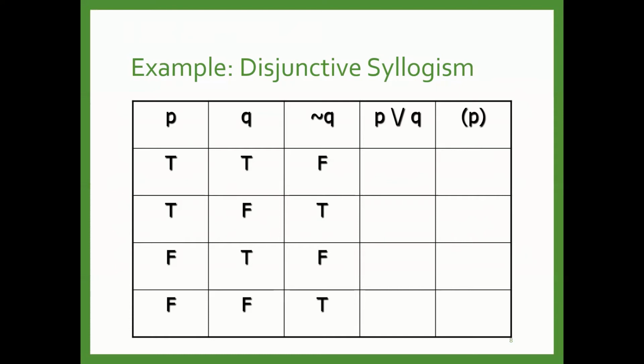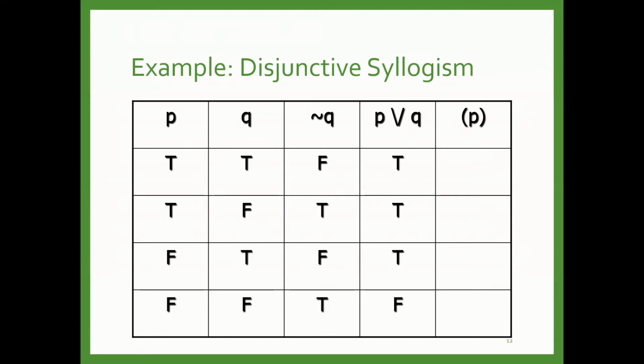Now we have a premise that is P or Q. We have to look back at our first 2 columns and see whether or not P or Q is true. That's going to be the case when either one of them is true. So when they're both true, P or Q is true. P is true in the second scenario, so P or Q is true. Q is true in the third scenario, so P or Q is true there. The only case where P or Q is not true is when both P and Q are false, and so that row is false.